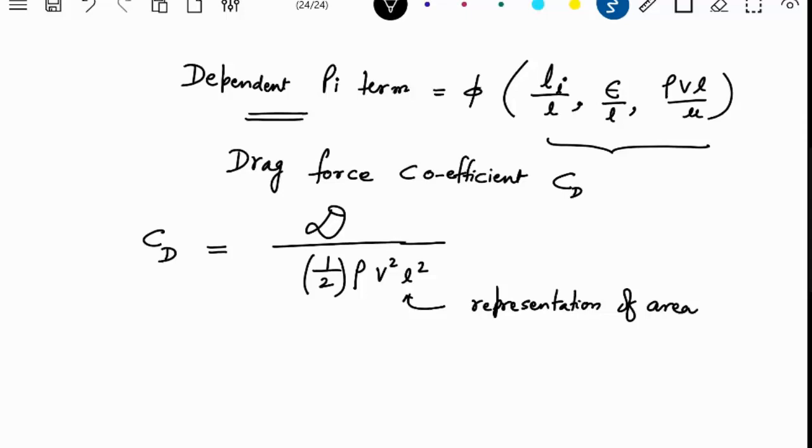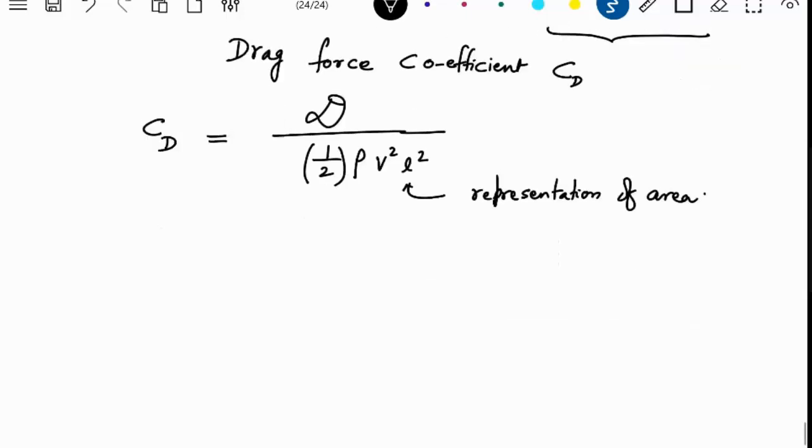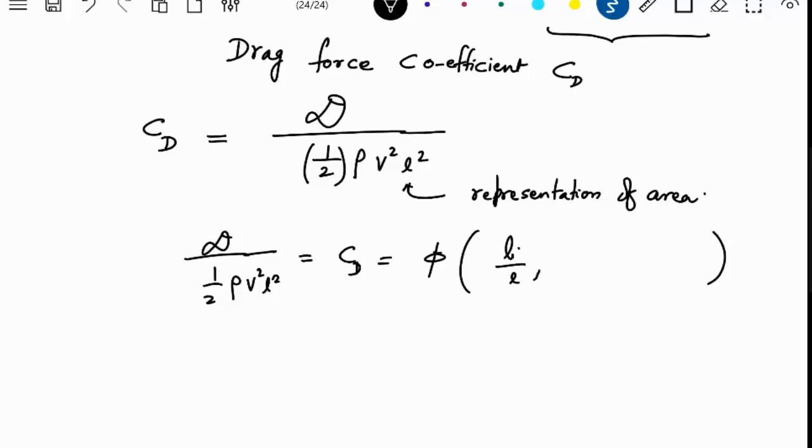So this is the drag force. We will be interested in it. Now I can write the full equation: CD is equal to phi times the same thing, Li by L, and this is rho V L by mu.